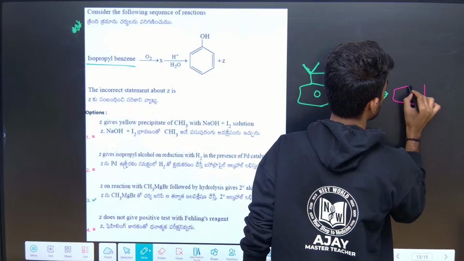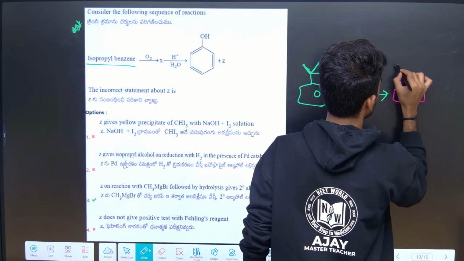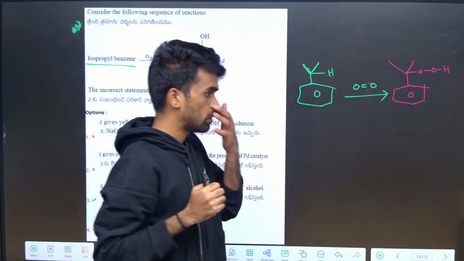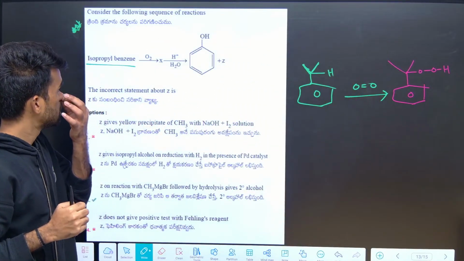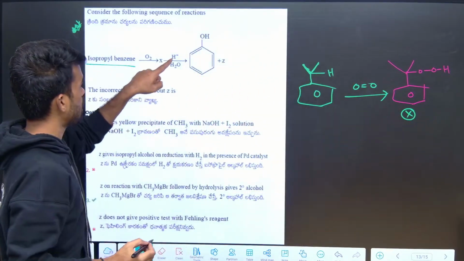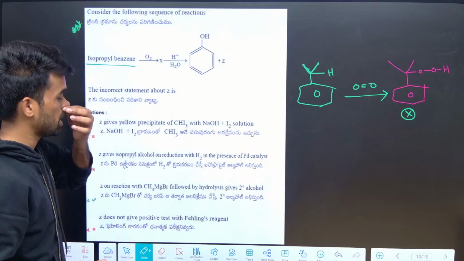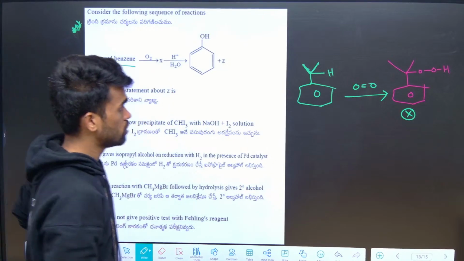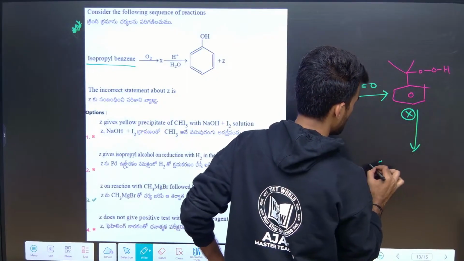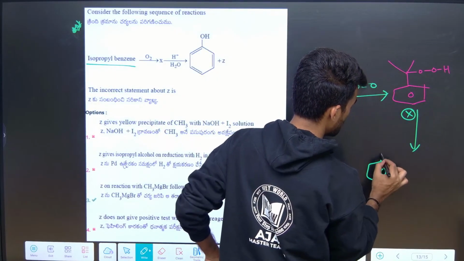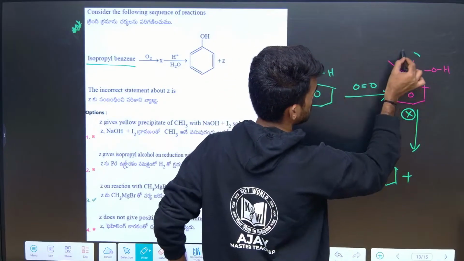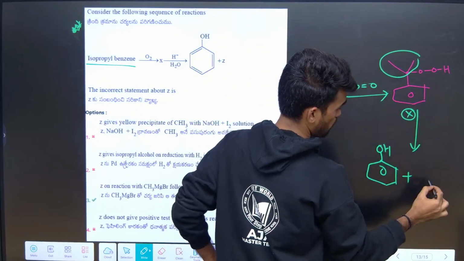You will get a product something like this. After forming that, this is our X. X, upon treating with water, I mean acidic hydrolysis, and upon rearrangement you will be getting phenol as a product. Along with that Z is there. Z is nothing but this methyl, like propyl group is there.